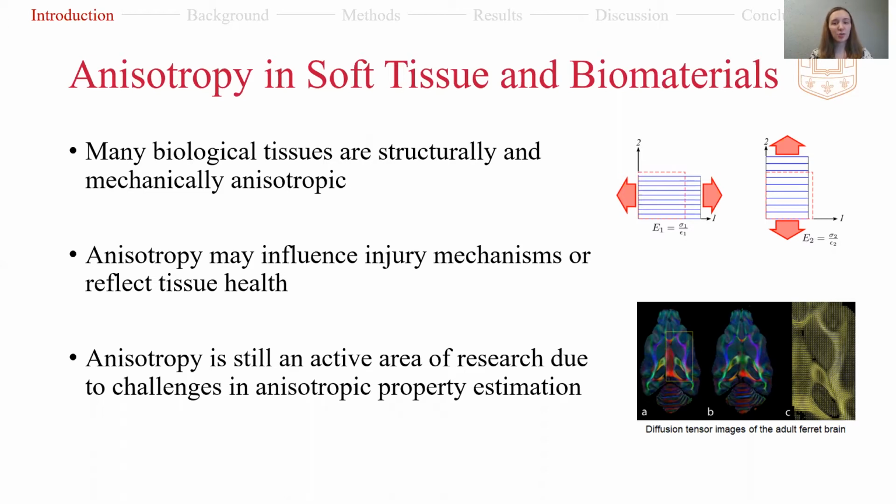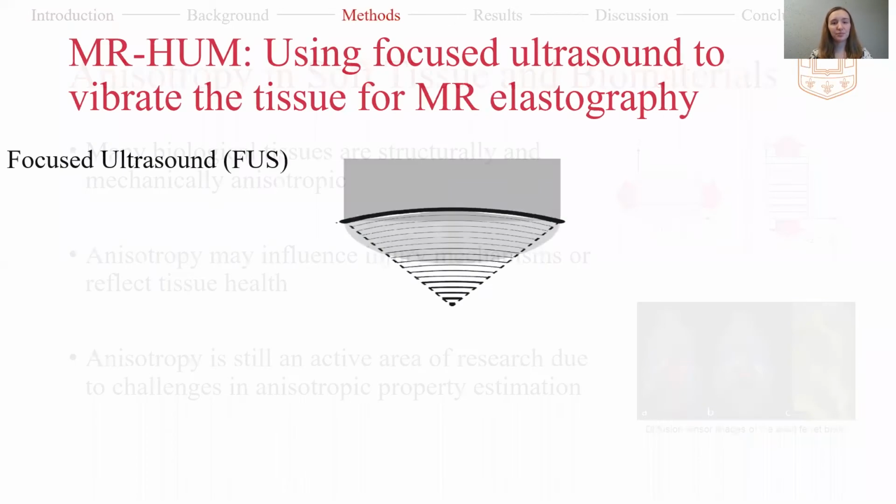Understanding tissue anisotropy is important because anisotropy can influence injury mechanics or reflect tissue health. Despite its importance, mechanical anisotropy of tissues is still an active area of research. It is challenging to measure because its behavior is dependent on the direction and location of loading.